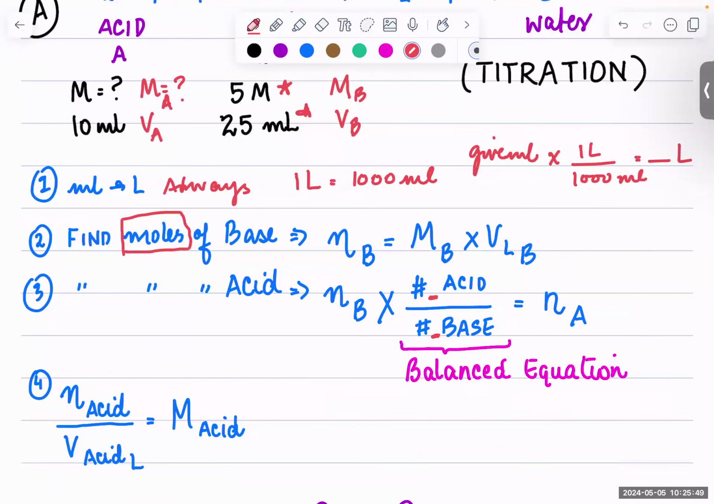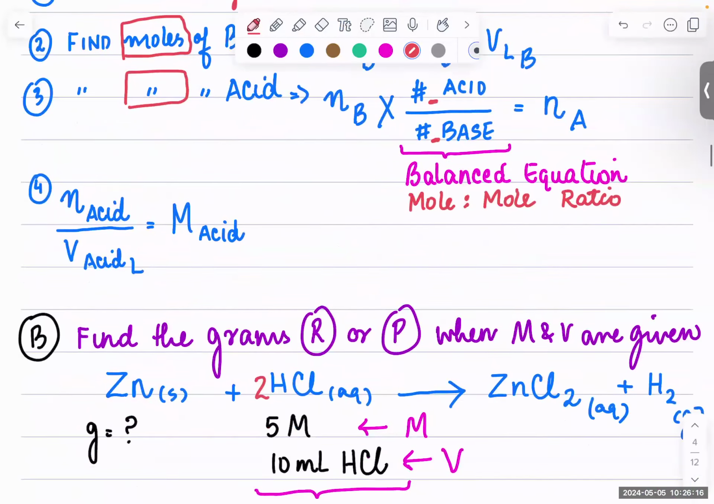Next you're going to find the moles of the acid. Same story. How do you find the moles of the acid? You take the moles of the base that you calculated from the top, divide by the mole to mole ratio in the balanced equation between the acid and base. So you're just going to put the coefficients. Put the coefficient of the acid on the top and the coefficient of the base at the bottom, and that gives you the moles of the acid.